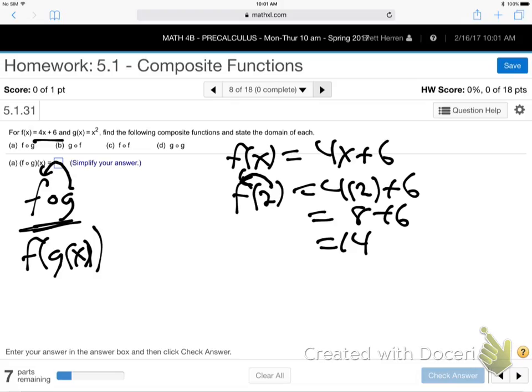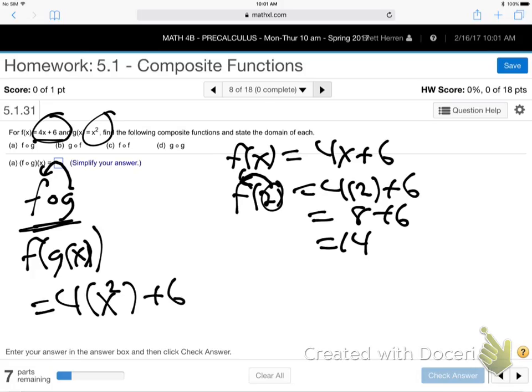All right. So that means I take the f function, which is right here, 4x plus 6, and what do I put in the x slot? Instead of putting a 2 in the x slot, I put all of g into the x slot. So it becomes 4 times x squared plus 6. Instead of 4 times 2 or 4 times x, it's 4 times x squared because that is g plugged into f. So you know this, huh? And so there's our answer, 4x squared plus 6. At least that's part A. Good so far? Let's go do part B, huh?